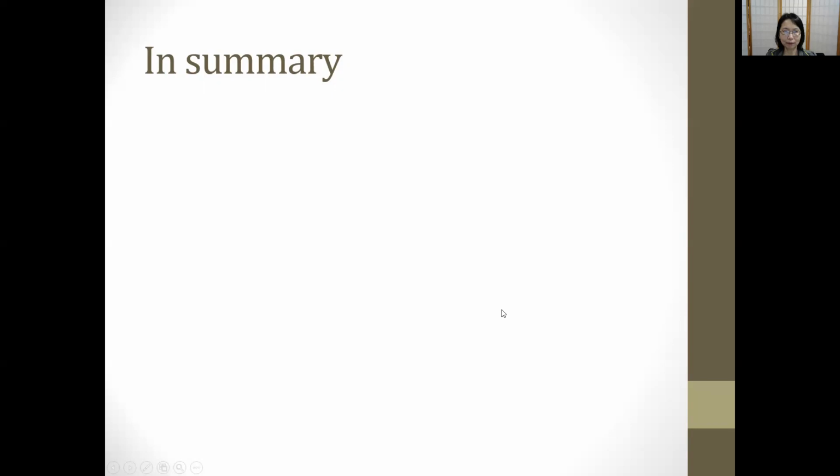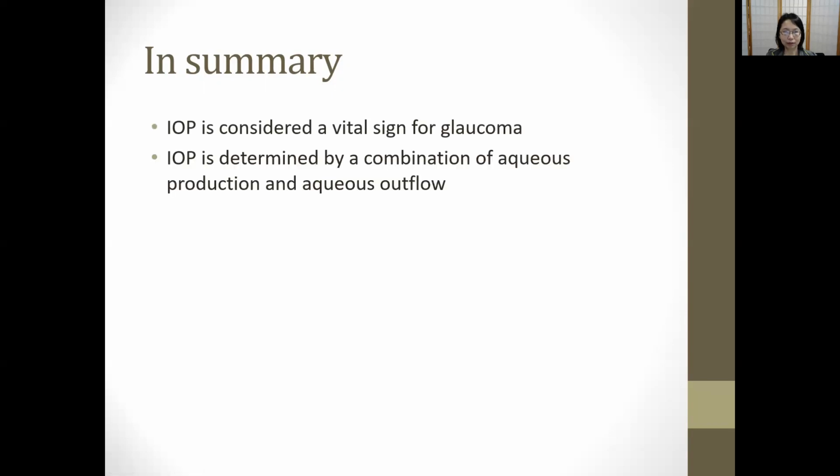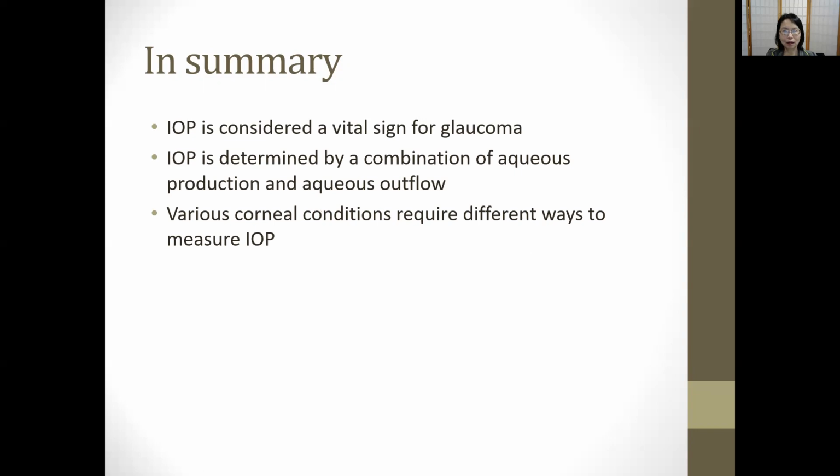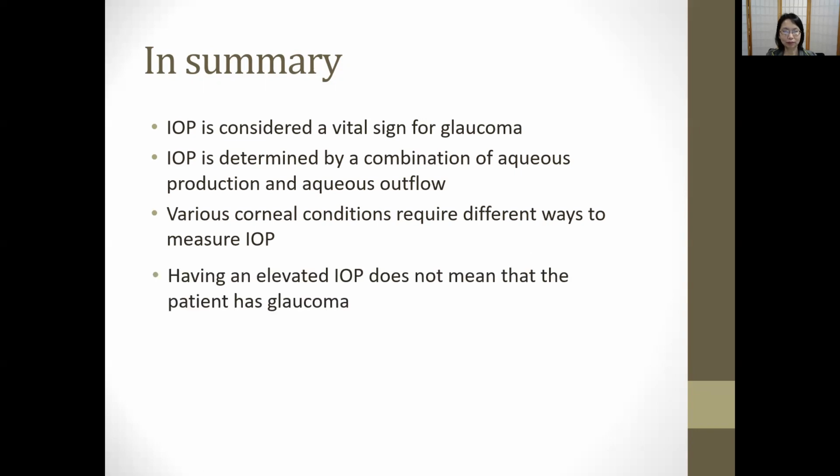So in summary, IOP is considered a vital sign for glaucoma. It is determined by a combination of aqueous production and aqueous outflow. Various corneal conditions require different ways to check IOP, and having an elevated pressure does not mean that the patient has glaucoma. And unfortunately, currently lowering IOP is the only way to treat glaucoma.